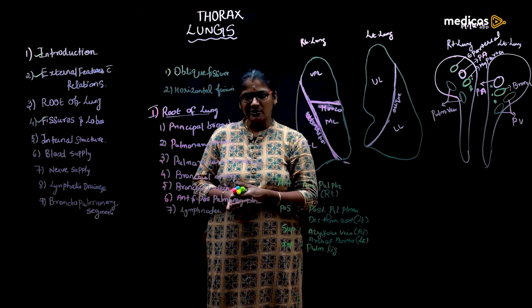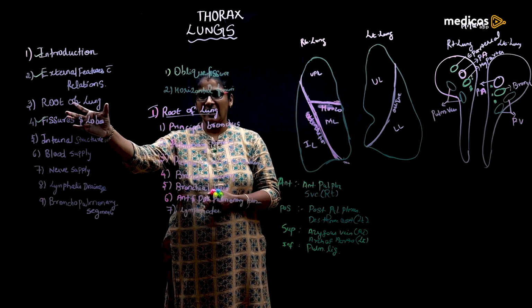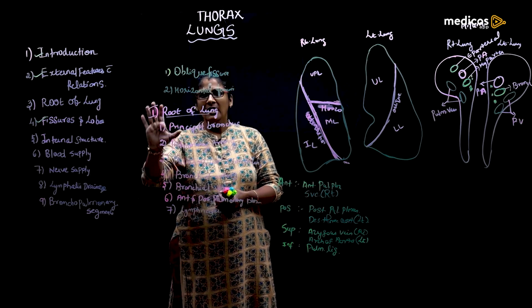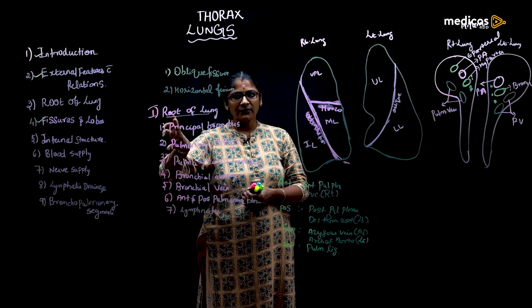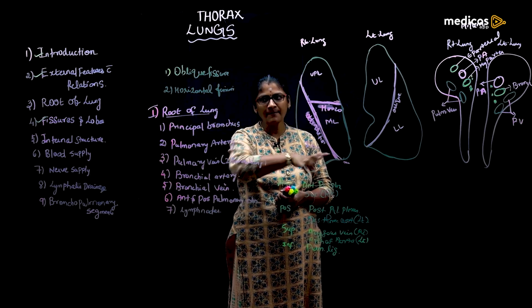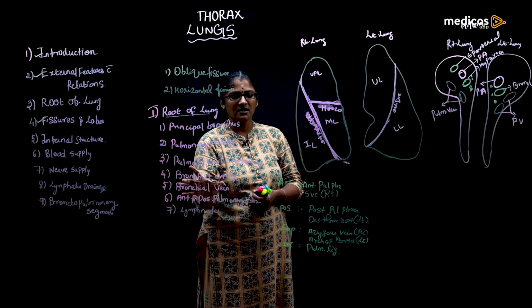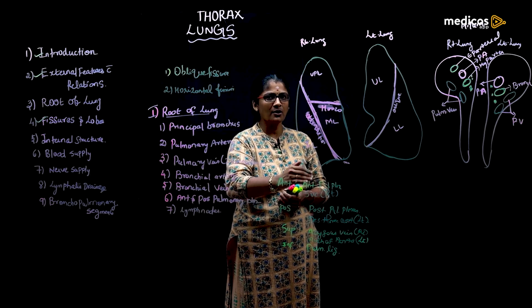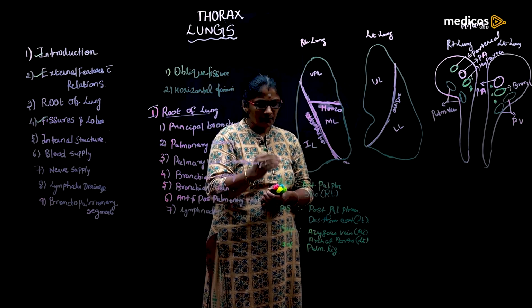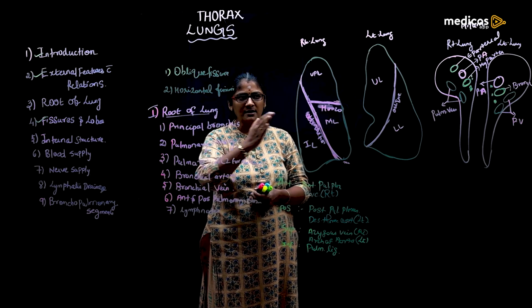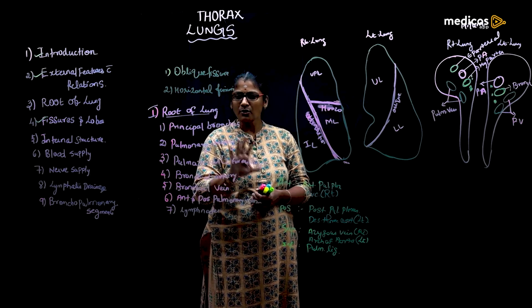So these are the relations. Once the question is on the root of the lung, you should write what the root of the lung is, the difference between the root and the hilum, the structures present in the root, and the relations of the root. All of this you should write in the answer on the root of the lung.